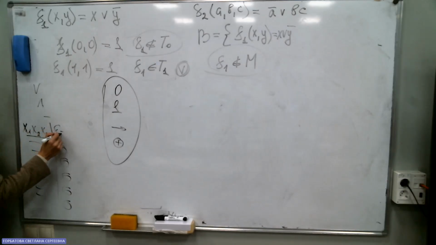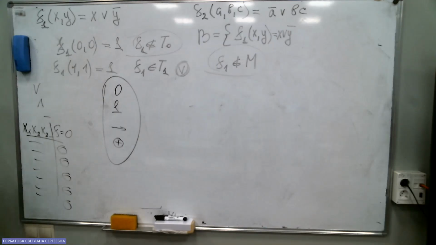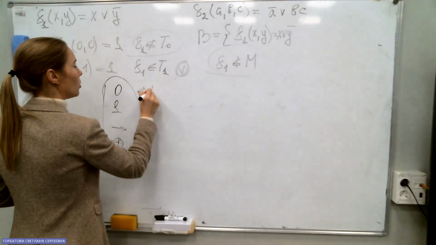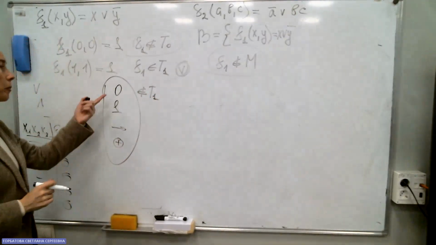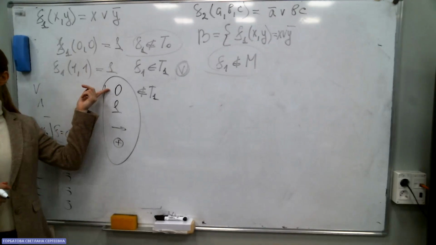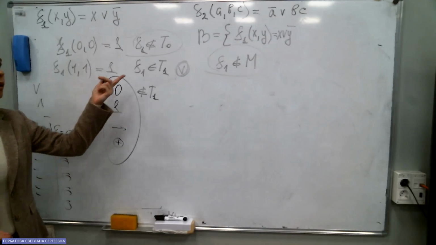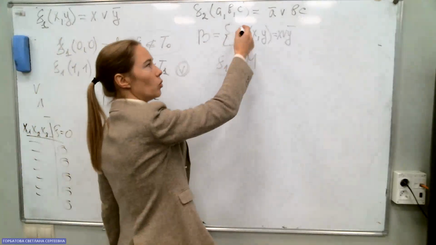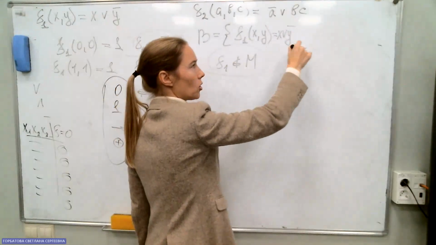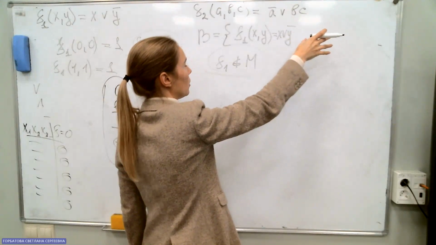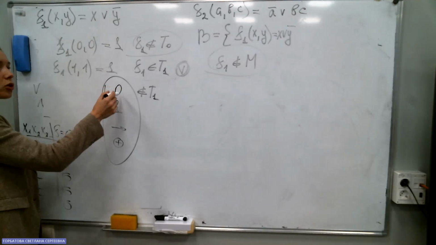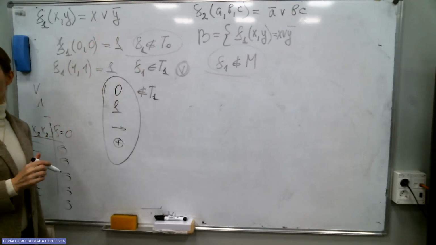F constant 0 does not belong to T1. But if the other function is already functionally complete, it won't be a basis because there will be redundancy. So I can remove this function, and the remaining function will be functionally complete.